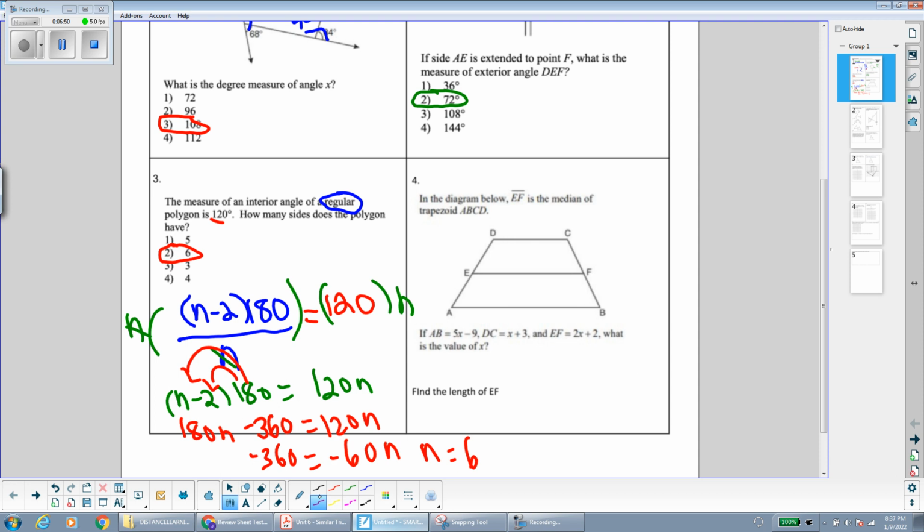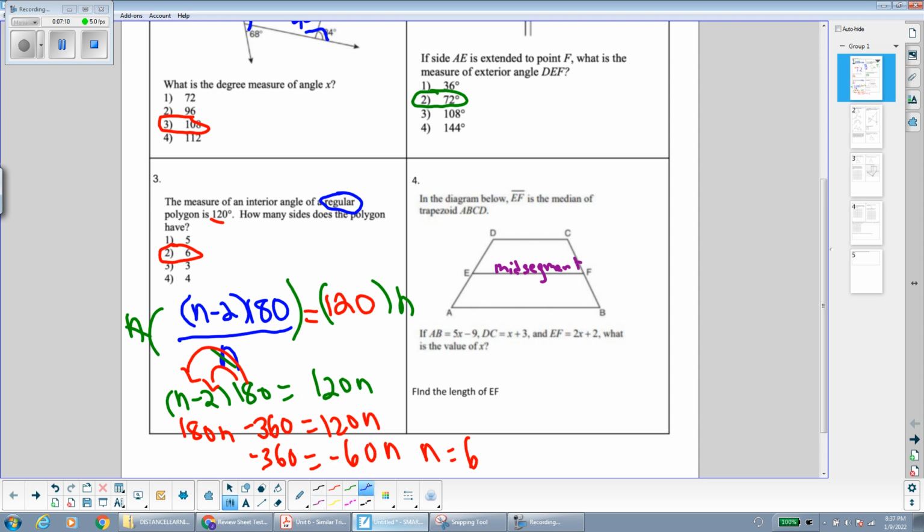In number 4, we have a trapezoid, and it tells us that EF is the median of the trapezoid. We know that medians connect midpoints together, so another word for EF besides median is mid-segment. That's a word that's very familiar to us, mid-segment.